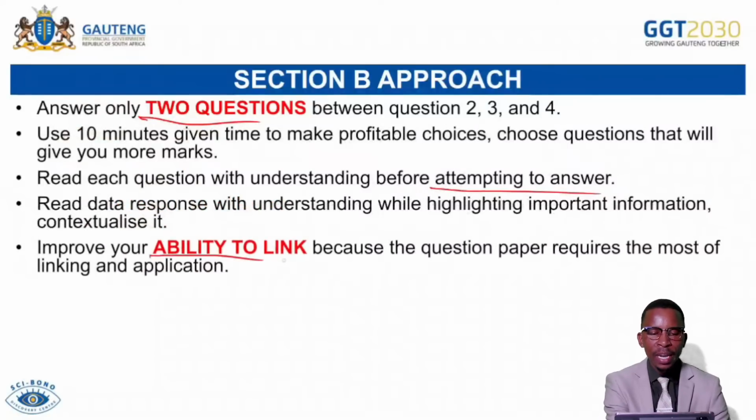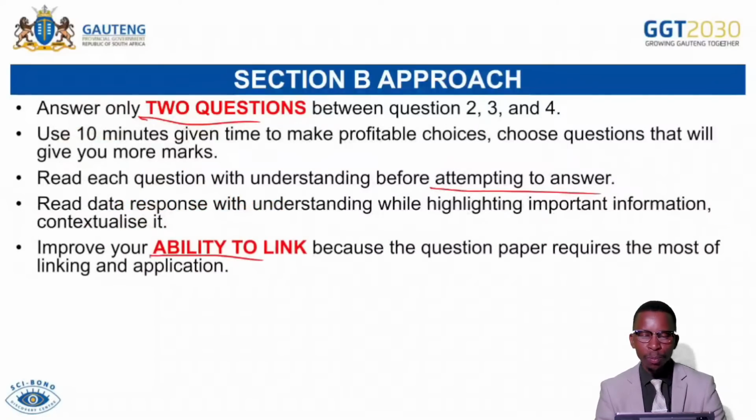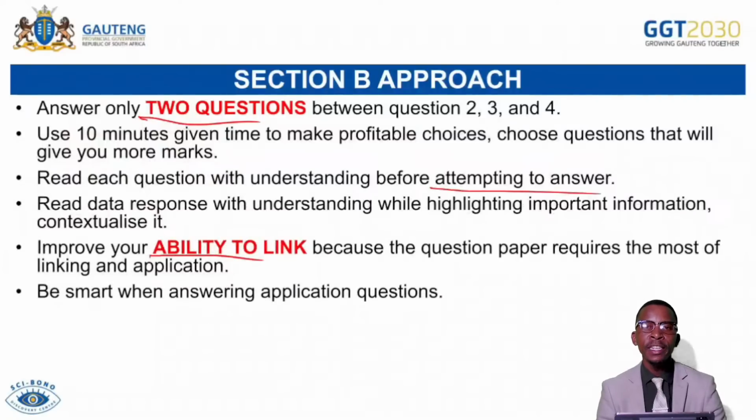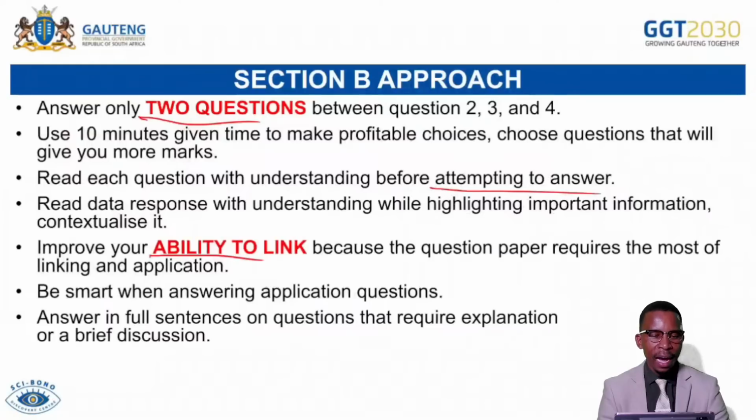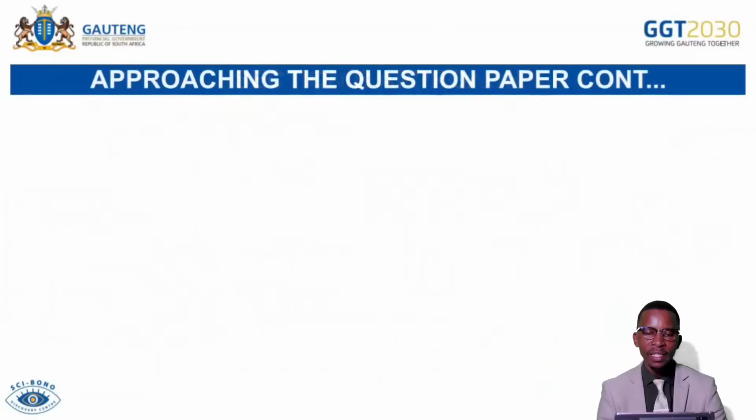Improve your ability to link, because the question paper requires most of linking in application questions. So do not just go there for listing and discussing the content. You must also be able to argue, be critical in there, apply the content to the existing world. Be smart when answering application questions. Ensure that you don't repeat the question statement, but give the correct answers. Do not just go left and right. Give what is required in there. Answer in full sentences on questions that require explanation or brief discussion. Do not list. You will forfeit marks in there.